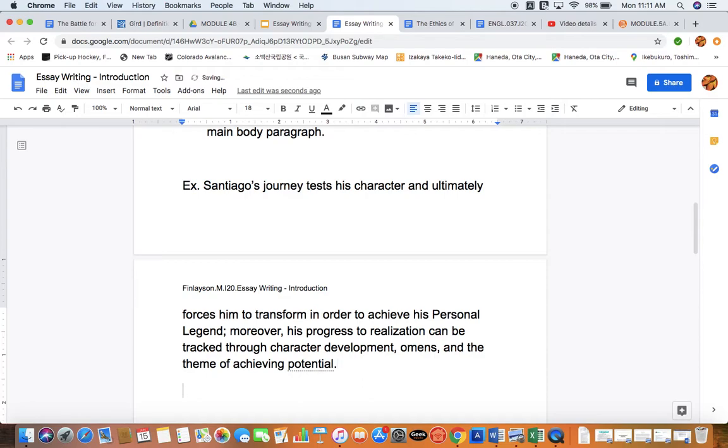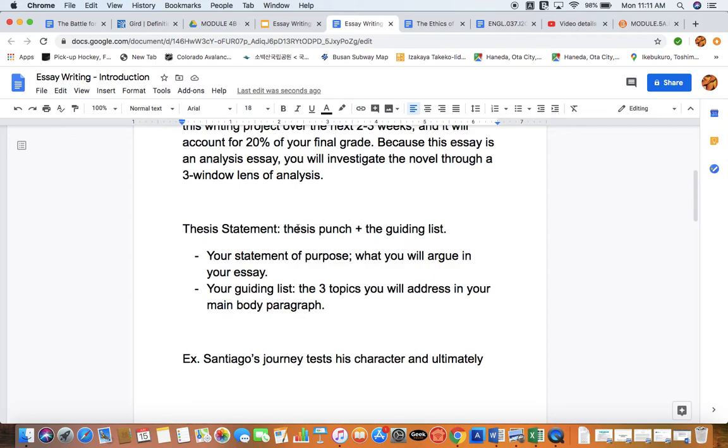Okay, so now remember, we're not married to this thesis. We can edit it, we can change it. But what are the strengths about this thesis? Okay, first off, it follows our thesis formula. We've got our thesis punch, we've got our guiding list.